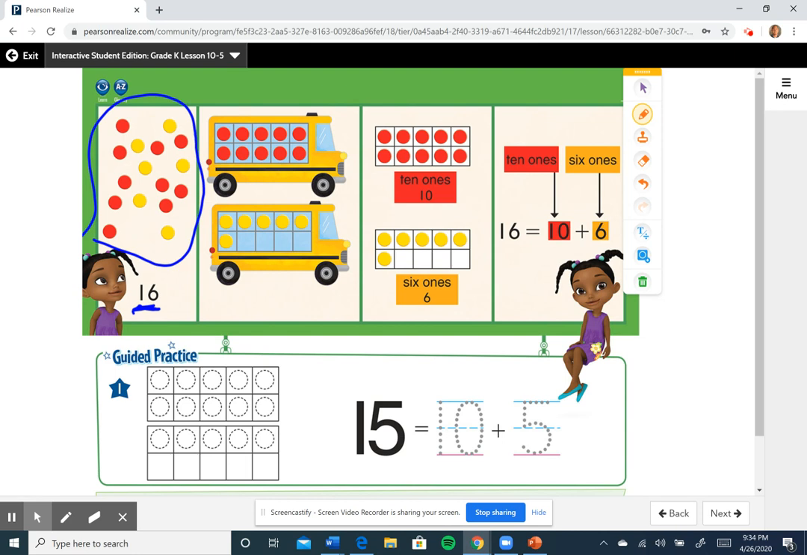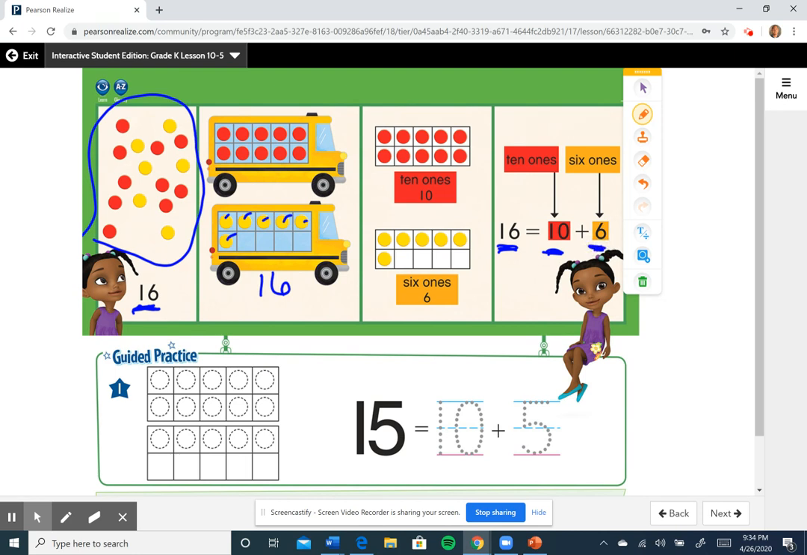So the first thing they did is they filled up the first bus. And if each square is filled or each box is filled, we know that that's 10, 11, 12, 13, 14, 15, 16. So that's another way to show 16. That's 16, this is 16, and this is 16. So on the first bus, we have 10 ones, because each one of these dots is a 1. So we have 10 ones here and 6 ones here. So 16 equals 10 ones plus 6 ones.